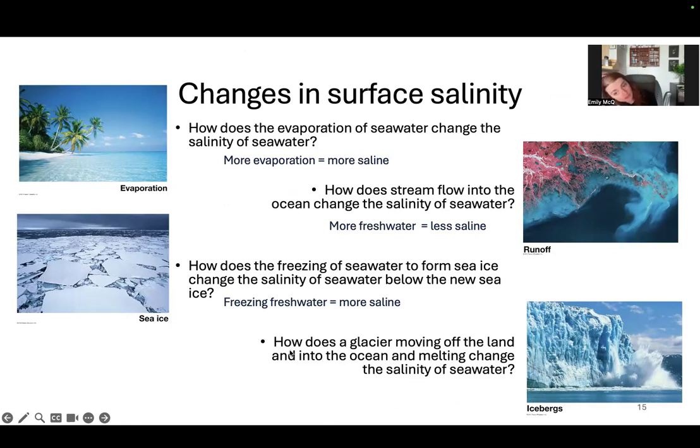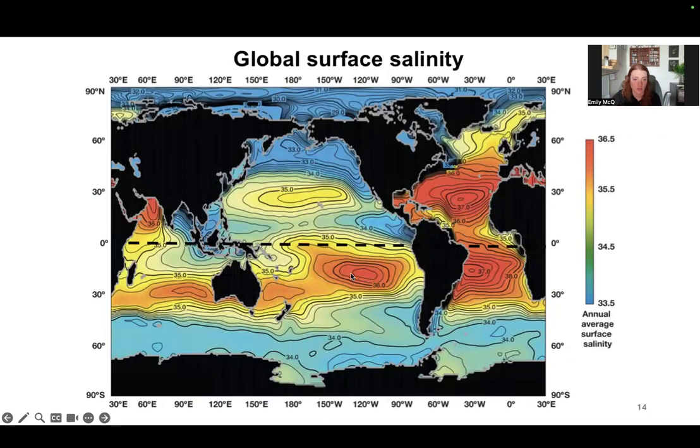And then finally, how does a glacier moving off the land and into the ocean and melting change the salinity of seawater? Well, let's go backwards, right? Let's go back to this one and the Arctic up here. This is kind of sad. We'll learn this in the cryosphere module too. But up here in the Arctic, we have a giant ice sheet, and this giant ice sheet just sits over the ocean. It doesn't sit over land in the same way that the Antarctic and the Greenland ice sheets sit over land.